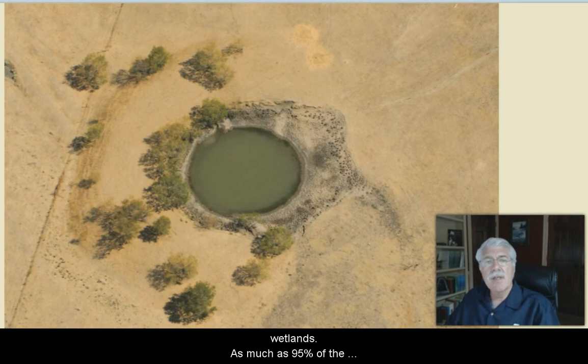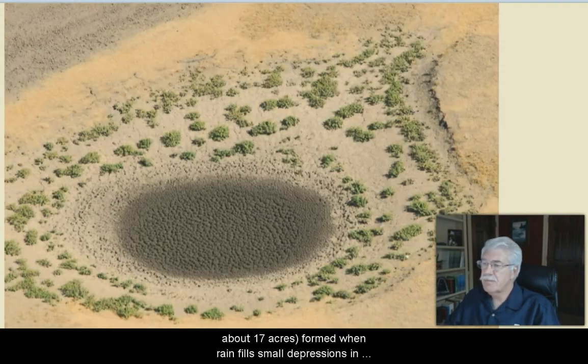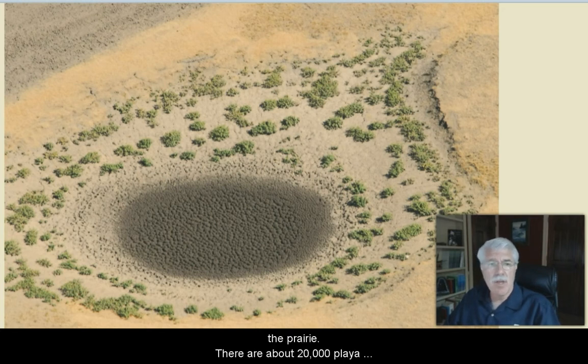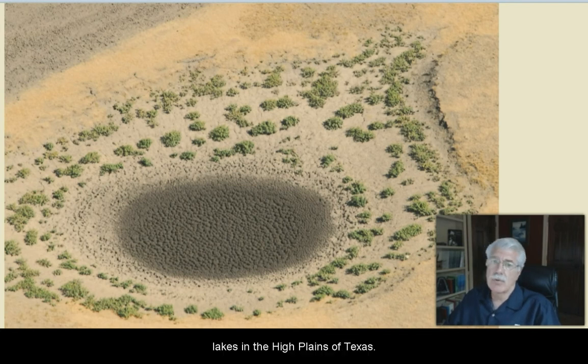A Playa Lake is a naturally occurring wetland. These are small. They average only about 17 acres in size. These Playa Lakes are formed when rain fills small depressions in the prairie. There are about 20,000 Playa Lakes in the high plains of Texas. Here's a Playa Lake that's dry, and that's what happens. The Playa Lake fills when it rains. The water drains into the aquifer, or a lot of it will evaporate too, and then the Playa Lake goes dry until the next time it rains.